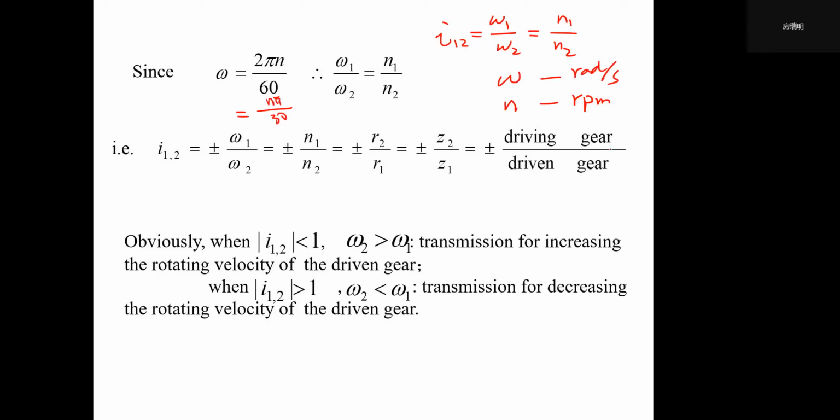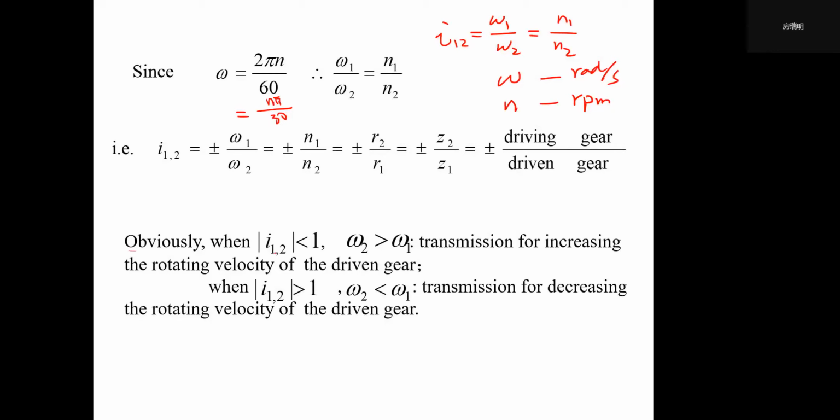When I talk about the active gear, it means the driving gear, right? And the passive gear is the driven gear. It is driven by the driving gear, right? So that's the transmission ratio of two gears. So it has some conclusions.